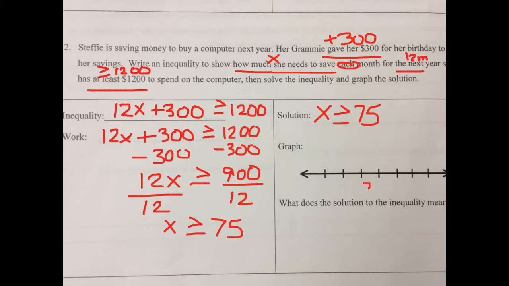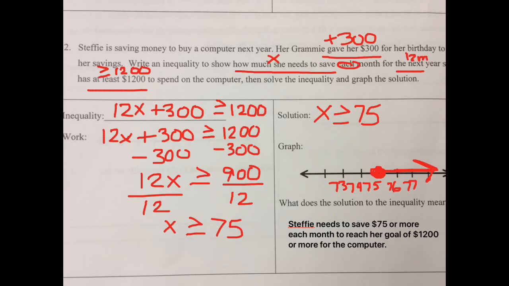So on my number line, I'm going to fill in 73, 74, 75, 76, 77, and I'm going to do 75 equal to 75 or greater than, which is going to go this way. Okay, and so what does this mean? Now, last time she had to save $100 or more. This time, Steffi needs to save $75 or more. So I'm going to pause it one second so I can write that for you. So there we go. Steffi needs to save $75 or more each month to reach her goal of $1,200 or more for the computer. So there you have it.